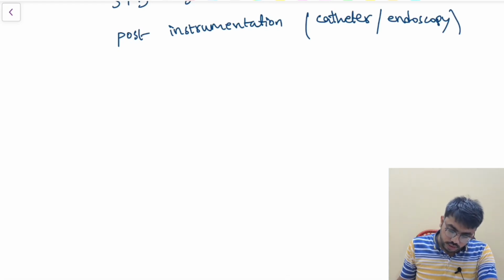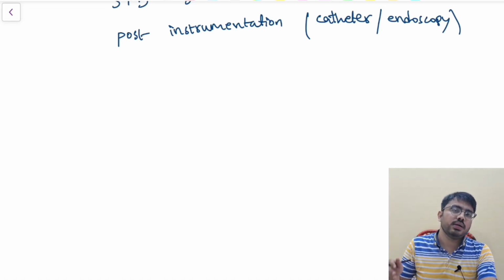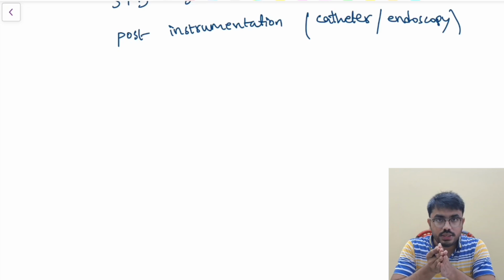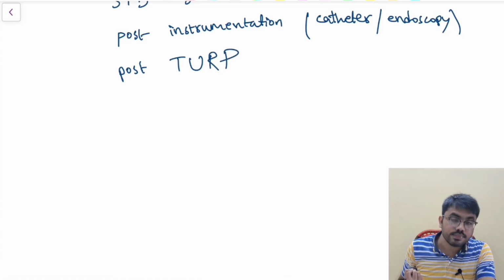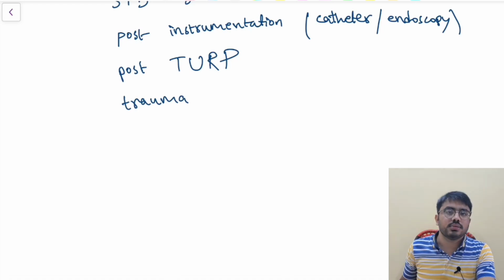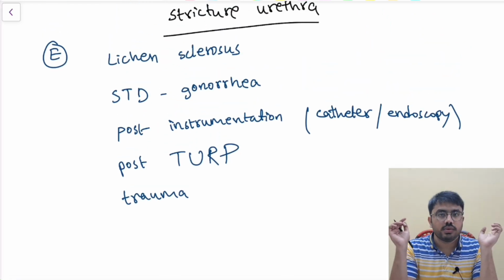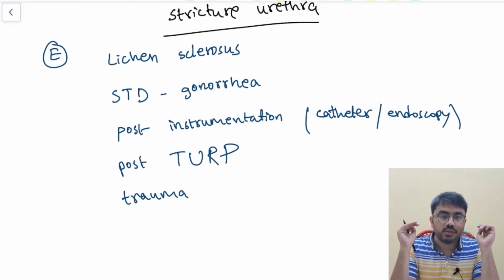Now I have operated on the patient. I am removing the prostate, transurethral resection of the prostate I have done. What might be the complication? Stricture urethra might be the complication. So, post transurethral resection of the prostate. Even if there is any trauma to the urethra, I may get a stricture. These are all the causes: lichen sclerosis, sexually transmitted disease gonorrhea, post instrumentation with catheter or endoscopy, post surgery, that is transurethral resection of the prostate, and even due to trauma you can get a stricture urethra.